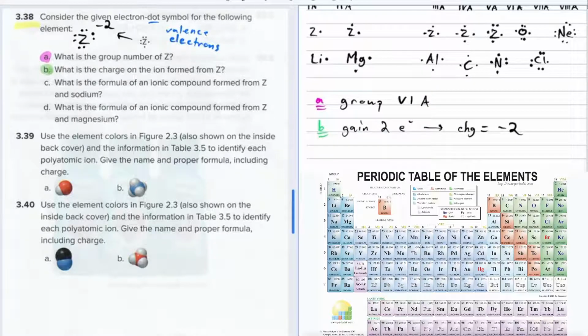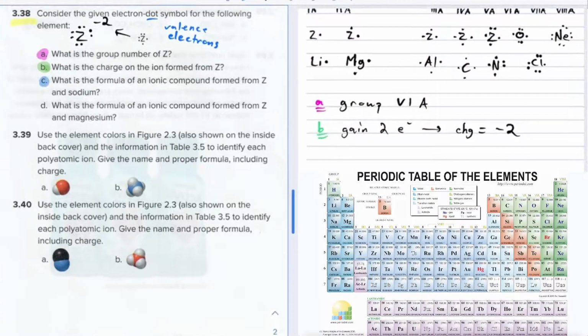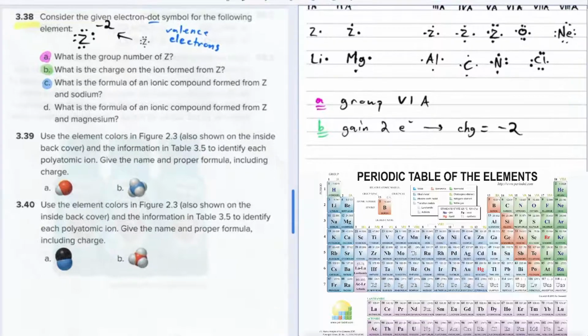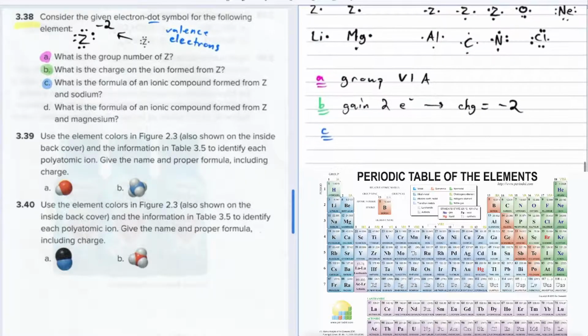Okay, what's the next one? C. What is the formula of an ionic compound formed from Z and sodium? Okay, so you got, say, sodium, and then whatever this guy is. Well, this guy has a charge of -2. So let's think about this. Okay, you have Z. Z, if it forms an ion, it'll be a -2 charged ion.